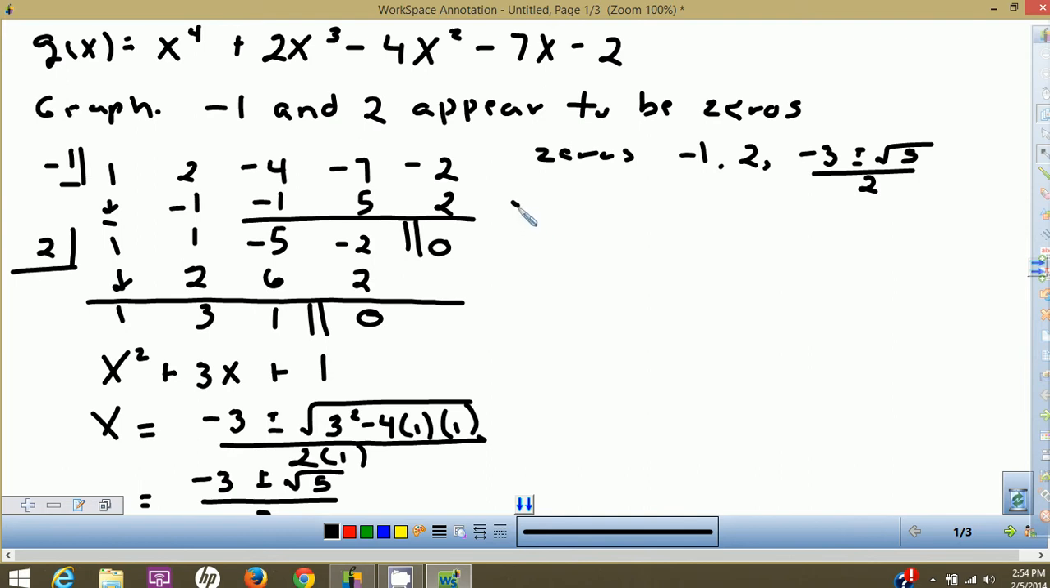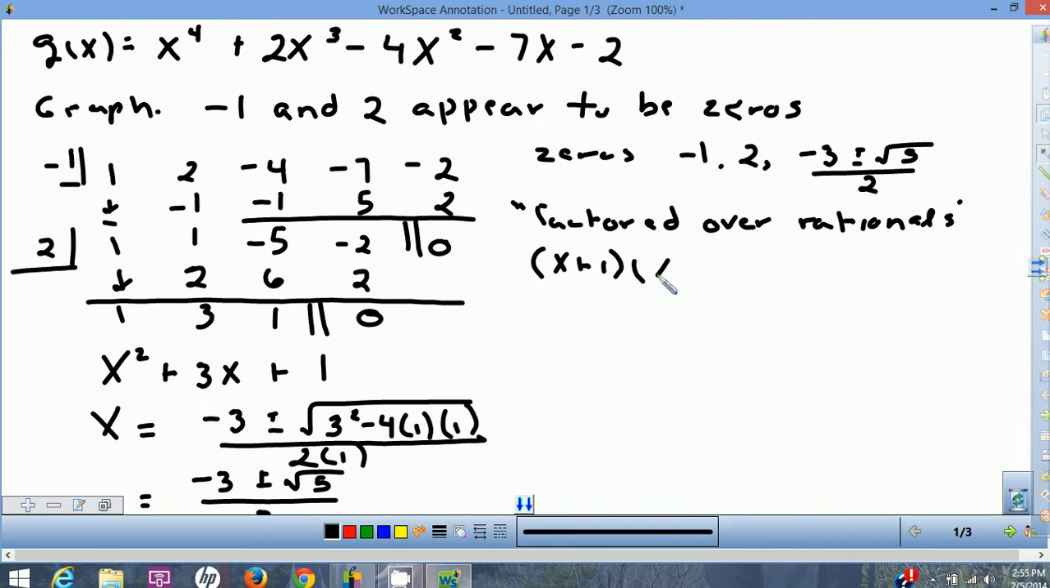If I want this fully factored over the rationals, if my instructions say factor this over the rationals, that means I don't want an irrational number in my answer. So factored over the rationals, this would go back to what I had before I plugged this in the quadratic formula. I'd have x plus 1 from this one, x minus 2 from this one, and then I would use this quadratic, because once I solved that quadratic, I got irrational numbers. So factored over the rationals, this factors like this.